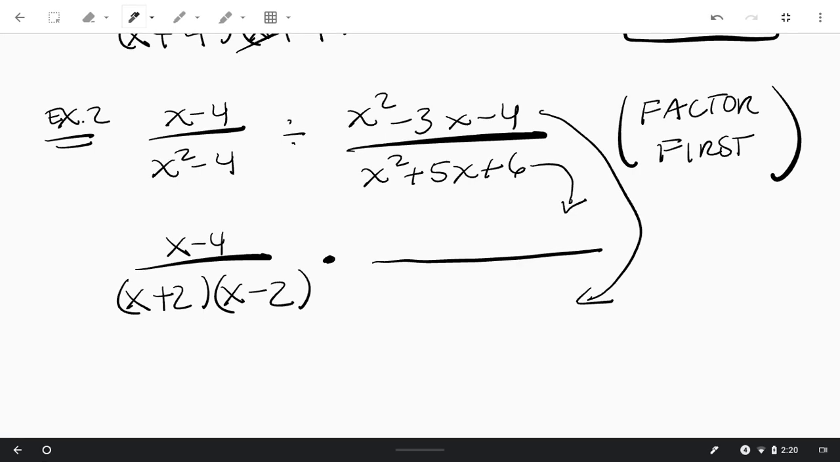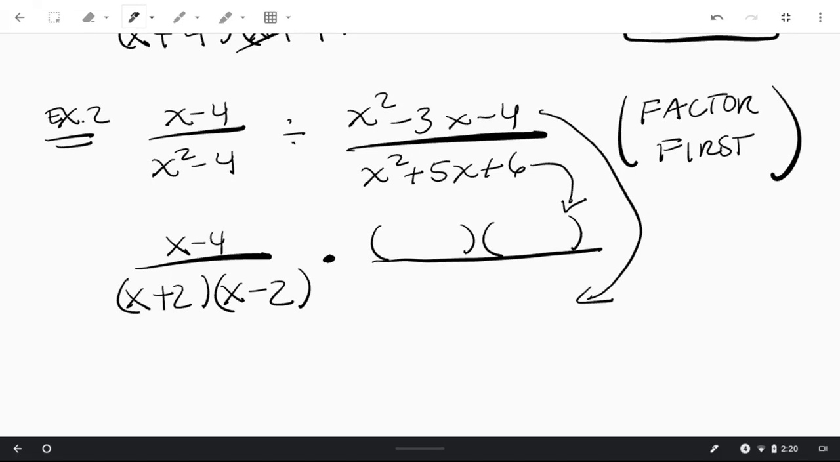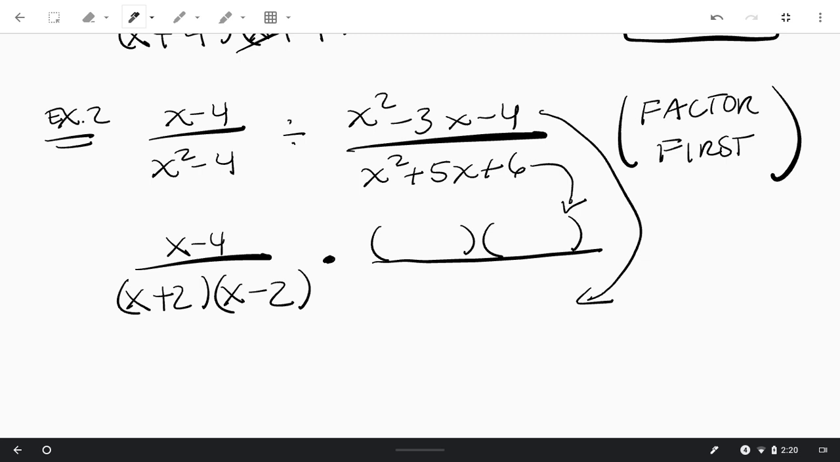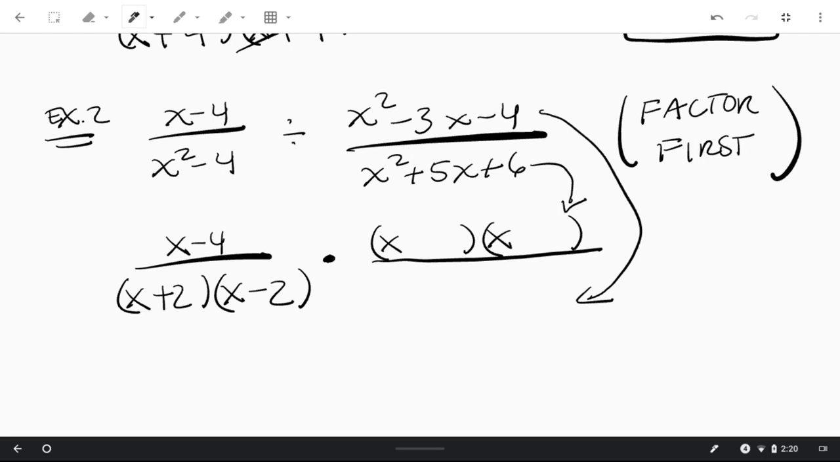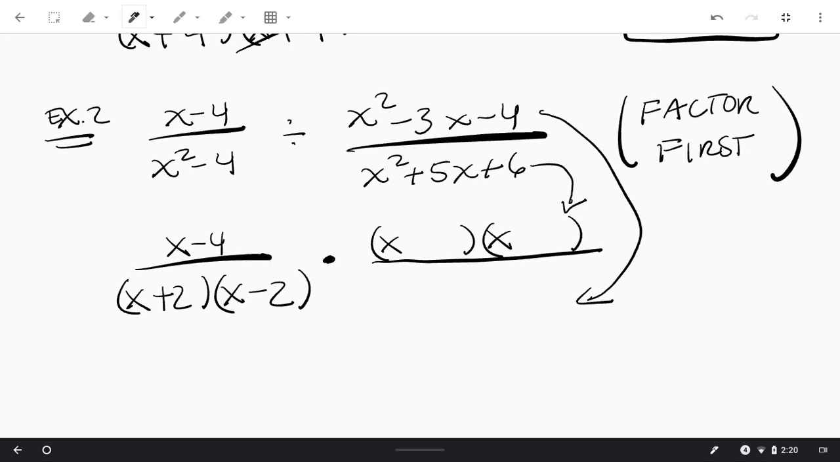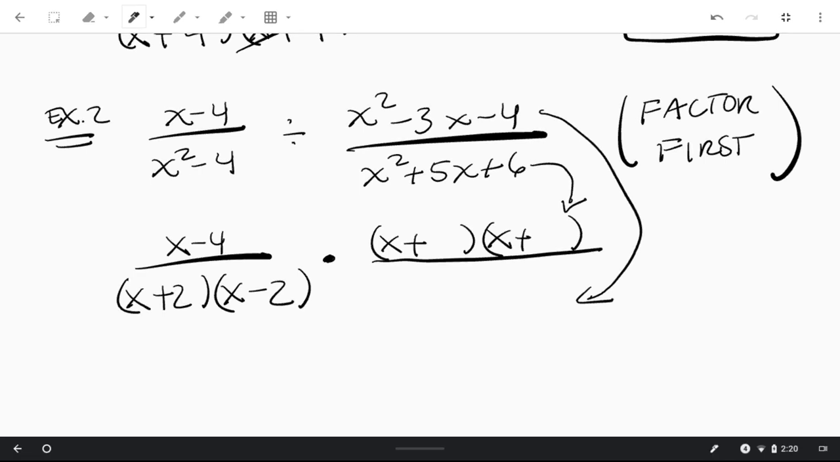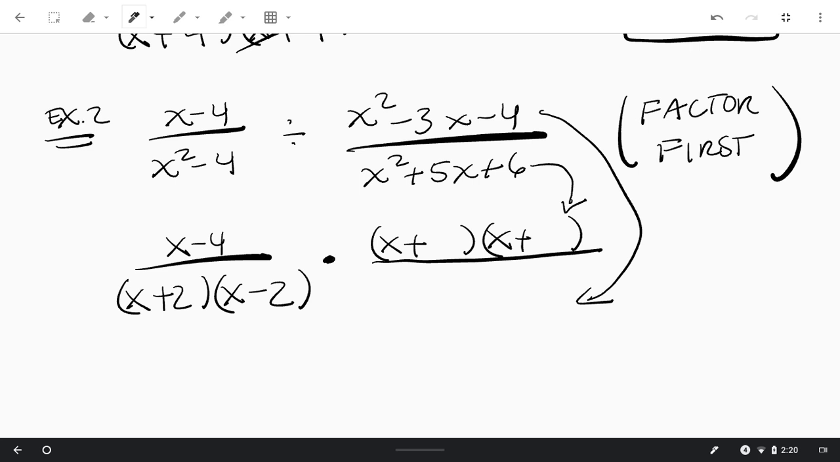All right, so factoring out that denominator. We get x times x to make x squared. We want positive 6 and positive 5, so both of these will be positive. We can do 1 times 6, 2 times 3. Which of those will give us 5? 2 times 3. Okay, so that's the denominator that moves to the numerator.